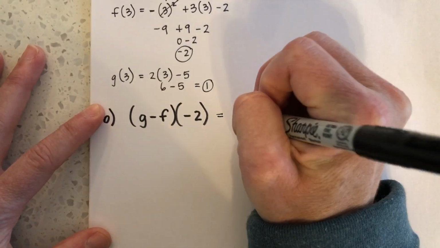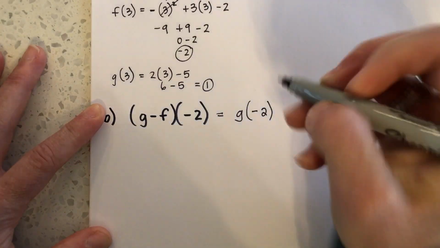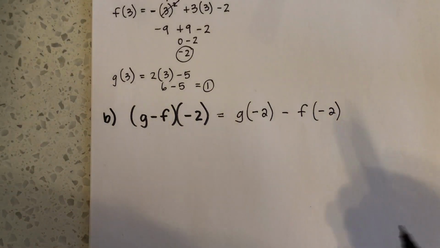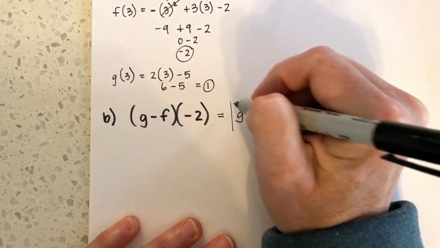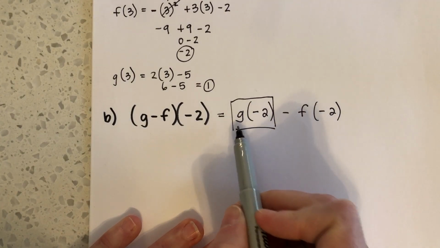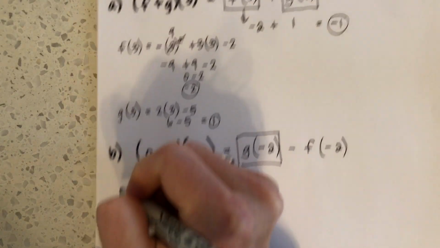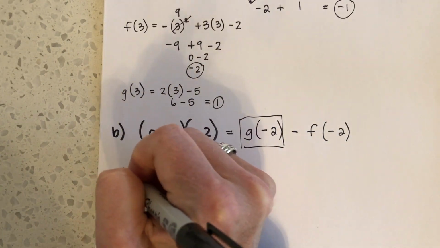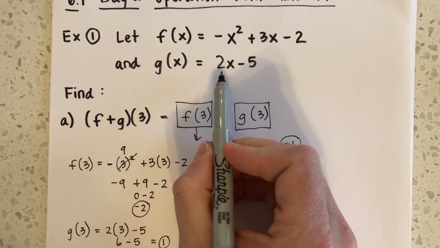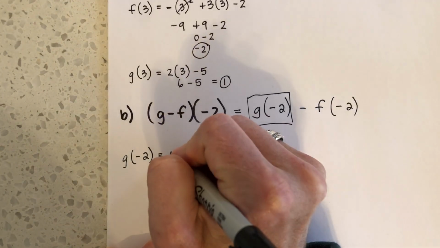That literally means to take g of negative 2 and subtract f of negative 2. So treat this like two separate problems. First, let's get a number for g of negative 2 by plugging negative 2 into the g function. So if I find g of negative 2, I have to plug negative 2 into the g of x function. So plug negative 2 in. That'll be 2 times negative 2 minus 5.